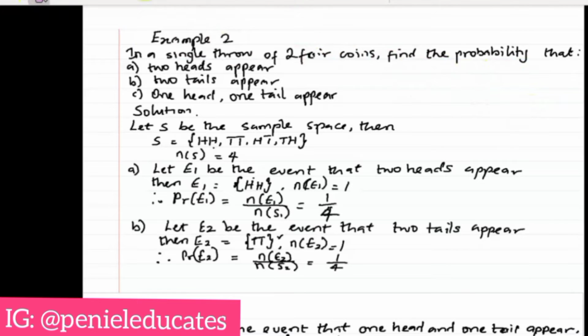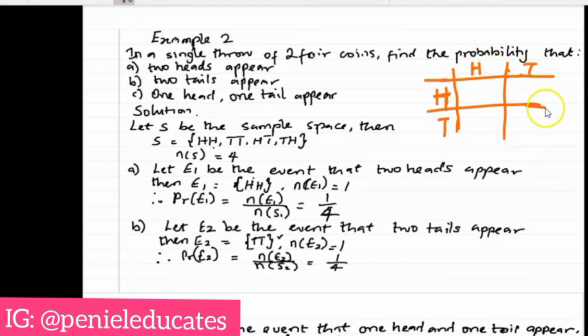In a single throw of 2 coins, in this particular case, for me to get what is contained in my sample space, I have head, tail for the first one. Let me do it like this. I have, let's say, head here and tail here. Then the second one, I also have head, tail.